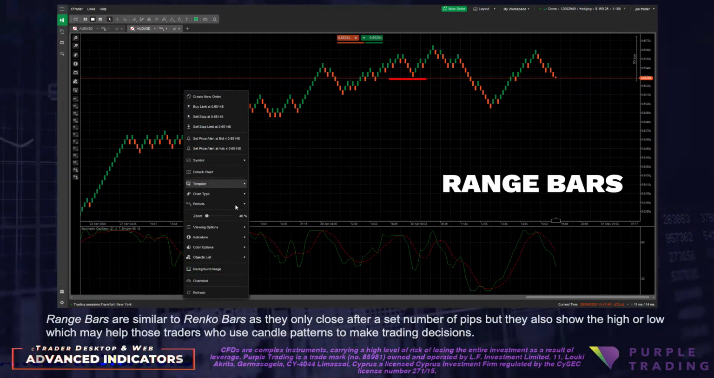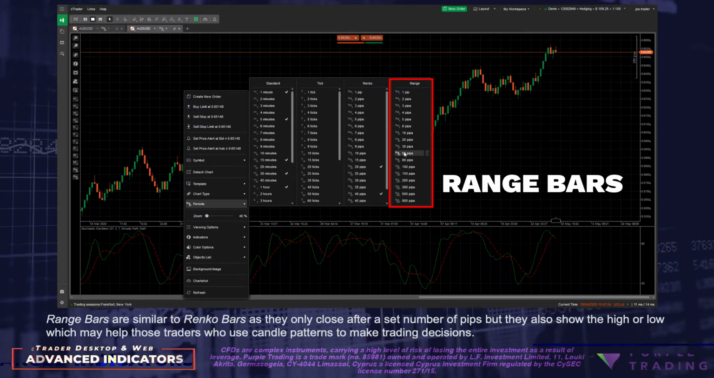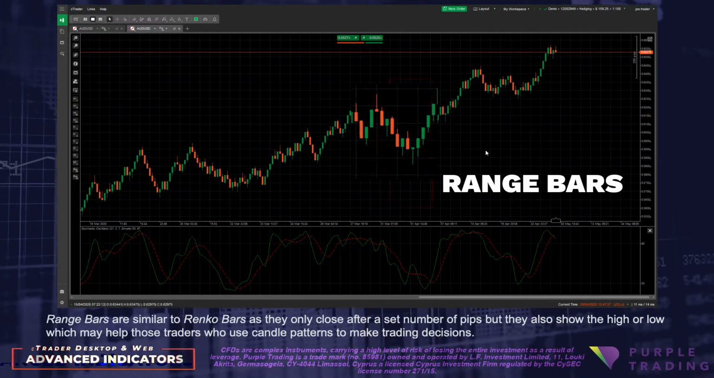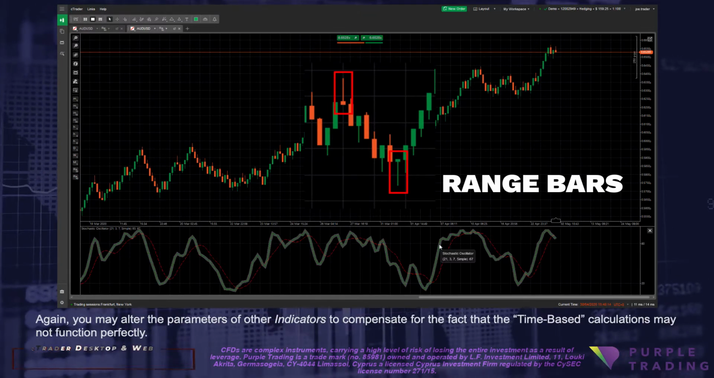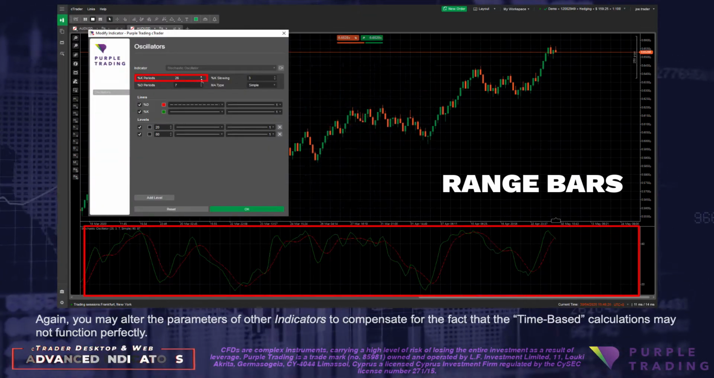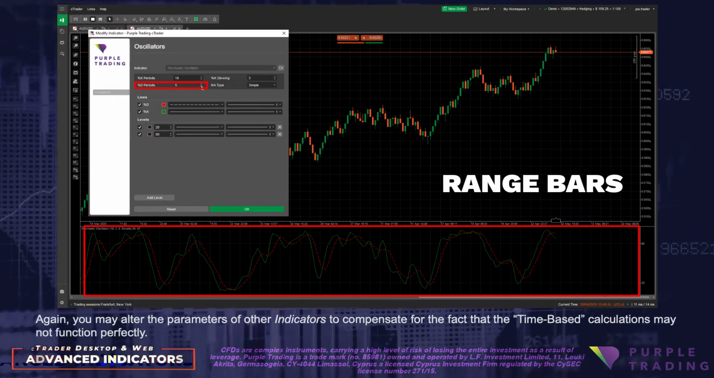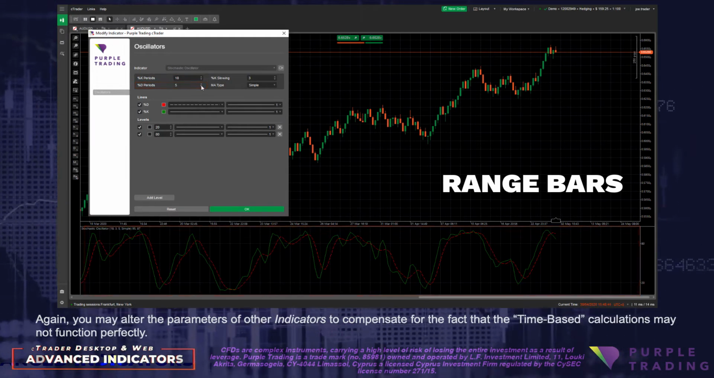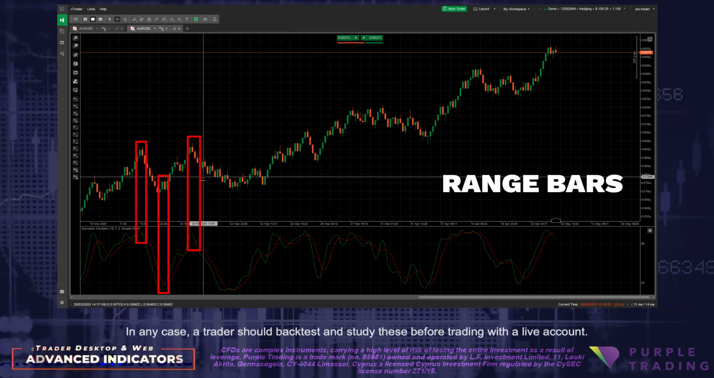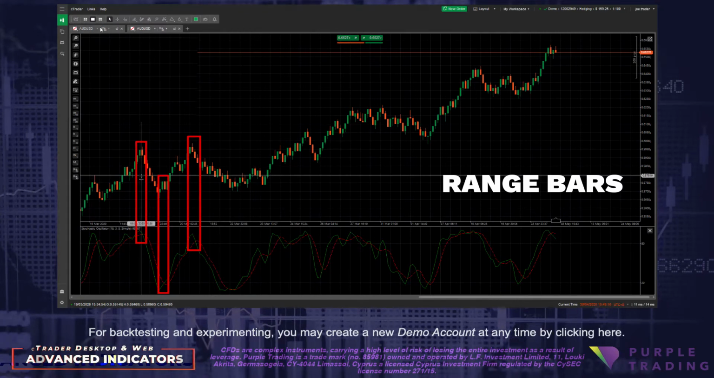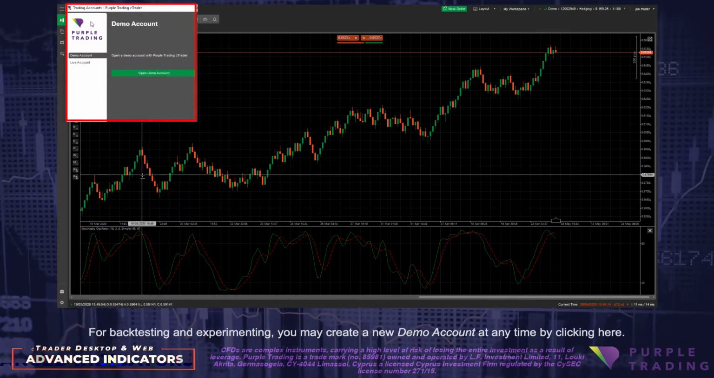Range bars are similar to Renko Bars as they only close after a set number of pips, but they also show the high or low, which may help those traders who use candle patterns to make trading decisions. Again, you may alter the parameters of other indicators to compensate for the fact that the time-based calculations may not function perfectly. In any case, a trader should backtest and study these before trading with a live account. For backtesting and experimenting, you may create a new demo account at any time by clicking here.